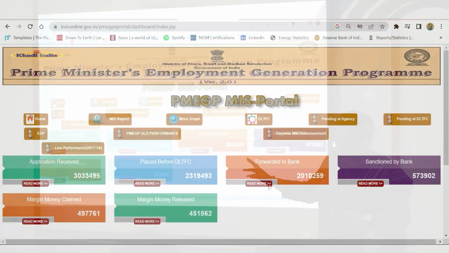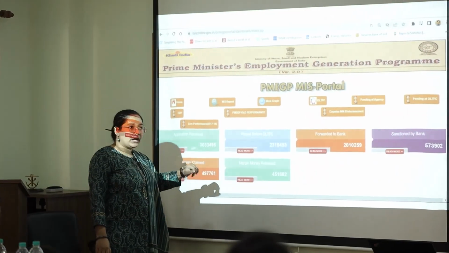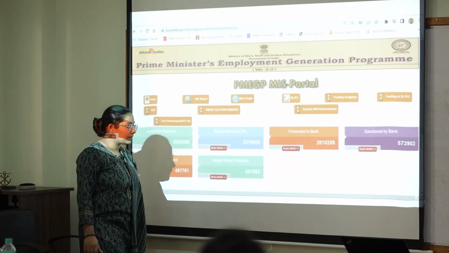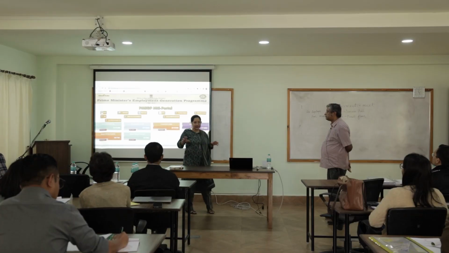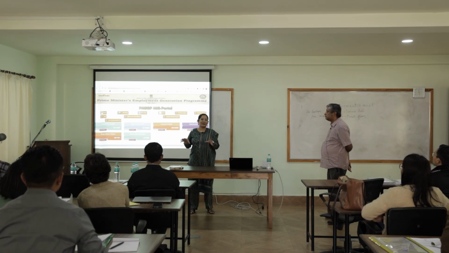And if you go to the PMEGP MIS portal, this is again something very static. It tells you how many applications were received, how many of them were placed, how many of them were forwarded to the bank, how many of them were sanctioned by the bank to transfer the direct benefit to their accounts, how much of the margin money was released, how much margin money was claimed, and so on and so forth. But all summary statistics, no further disaggregation. And when you click on read more, it doesn't really give you a lot of details. It simply shows the same statistic again in a bigger font.